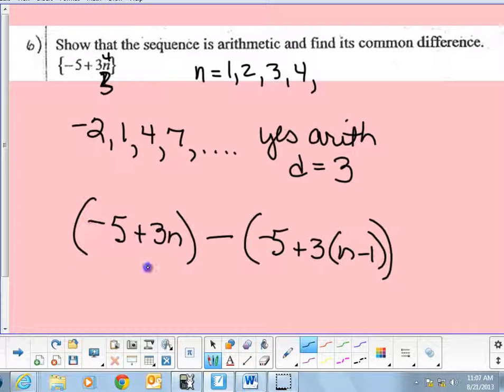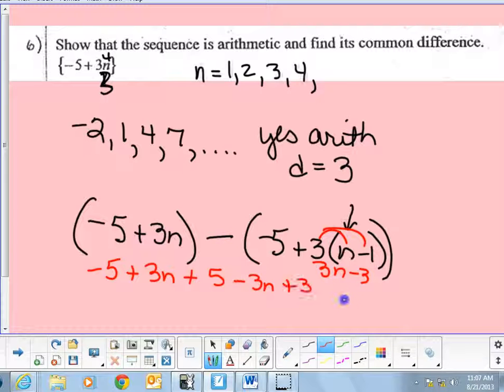Okay, let's try this. So you're taking the formula they gave you, subtracting the previous term, so you've put an n minus 1 in here. Okay, do the algebra for me, guys. Negative 5 plus 3, and minus a negative 5 would be plus 5. And back here, if I distribute, this becomes 3n minus 3, and now I have this negative out here, so it's going to become a negative 3n and a plus 3. Have I totally lost anybody with the algebra? Yeah, 3. And this cancels, and I have 3. So this is your common difference.